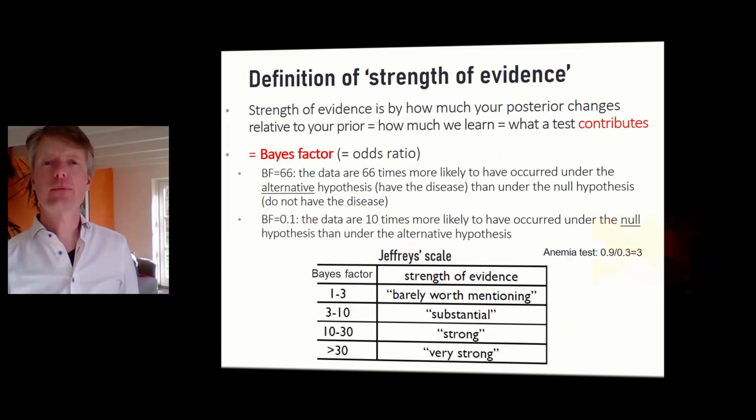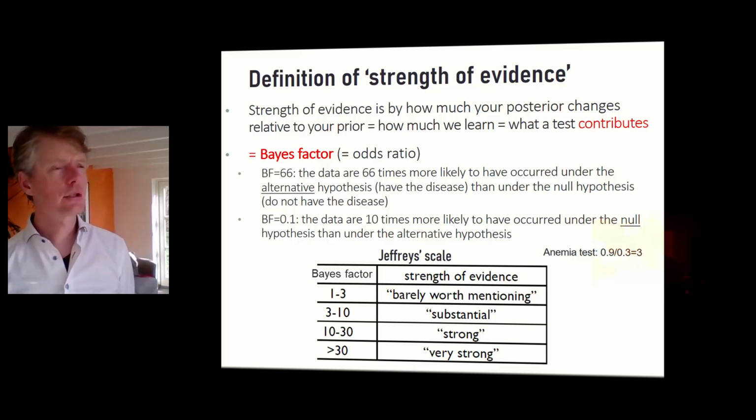And let's now define strength of evidence. What does it mean? It's by how much your posterior changes relative to your prior. And that's an indicator of how much you learn from a test, what a test contributes. Another name for it, as I just mentioned, is the Bayes factor. What does it really mean? So a Bayes factor of 66, when we divided the posterior over the prior, what does that mean? The data are 66 times more likely to have occurred under the alternative hypothesis, I have the disease, than under the null hypothesis, I do not have the disease.